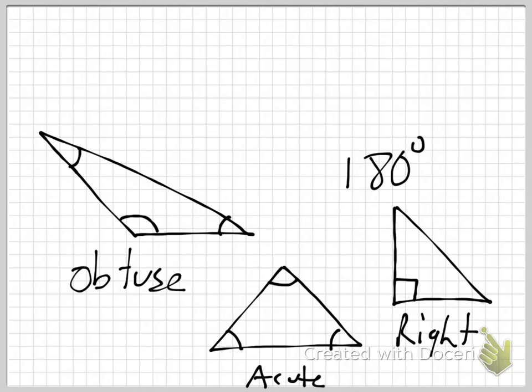Does that make sense? Obtuse triangles have an obtuse angle. Acute triangle means that it's all acute angles. A right triangle means that one of the angles is a right angle, which is a 90-degree angle. How do you know if a triangle is a right triangle? You'll see that they put a little box there to tell you that one of the angles is a right angle. Make sense? Okay. All right.